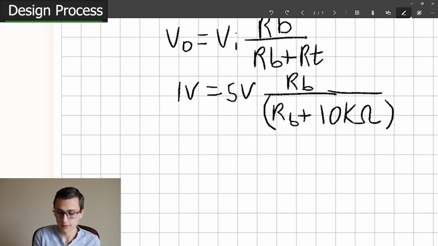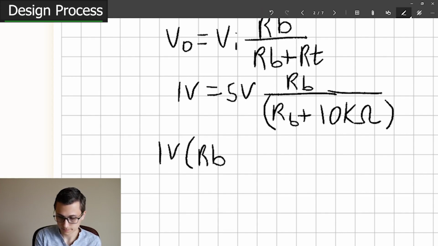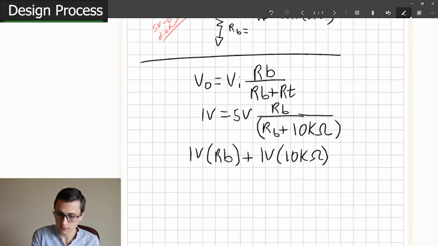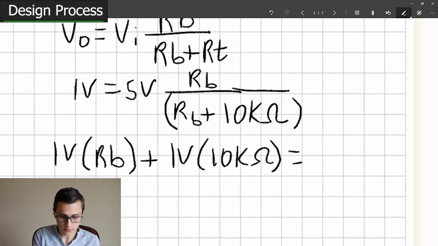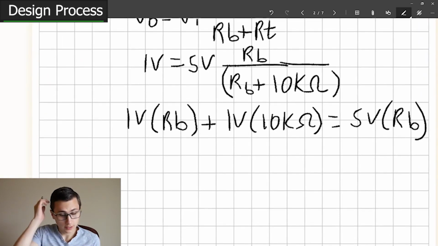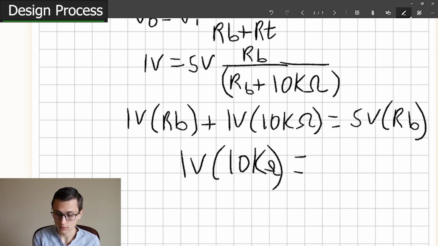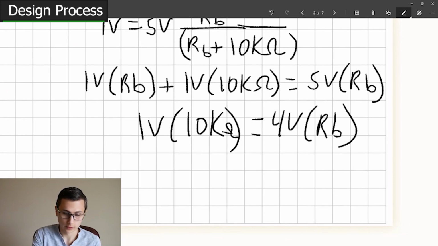We end up with 1 volt times RB plus 1 volt times 10K equals 5 volts times RB. Now we just need to get the RBs together. So we end up with 1 volt times 10K equals 4 volts times RB. And I'm not going to worry about orderable part numbers here. We're just going to hope this all works out.